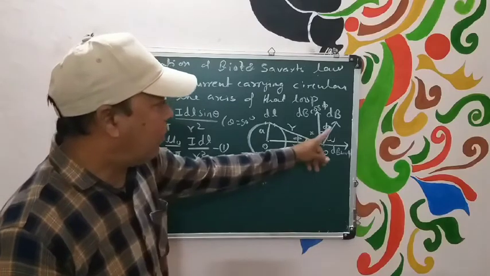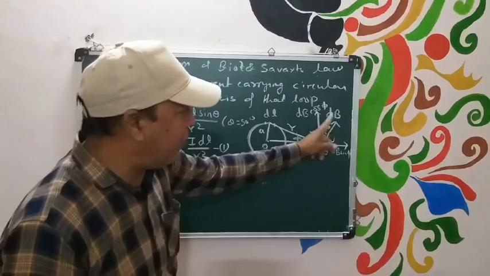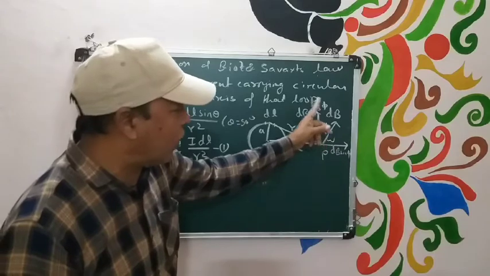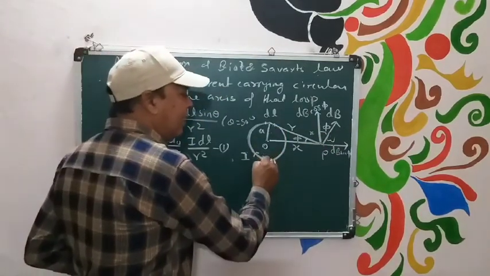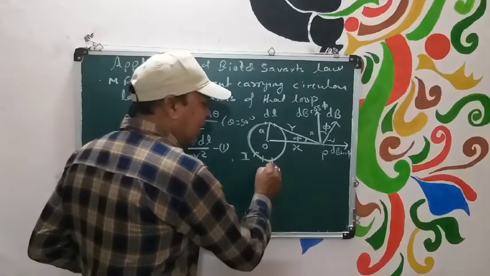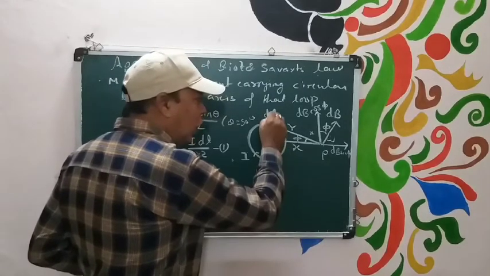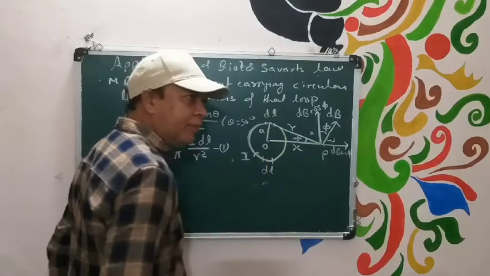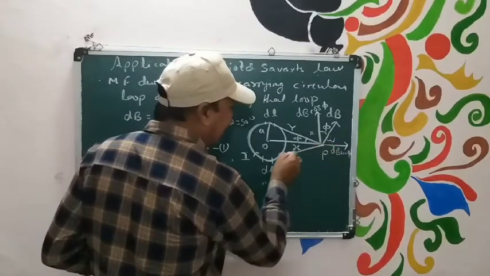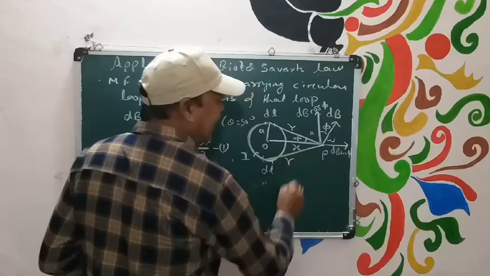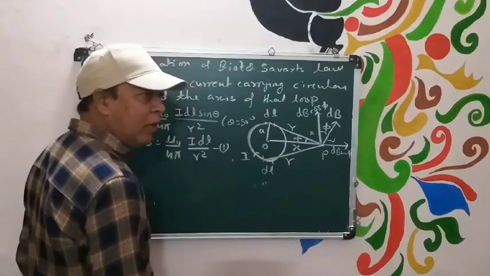Now dB I have divided into two components, dB cos phi and dB sin phi. Suppose we take another component dl just opposite to the first one. So again point P, by symmetry we can see that point P is again at r distance away from this small element dl.